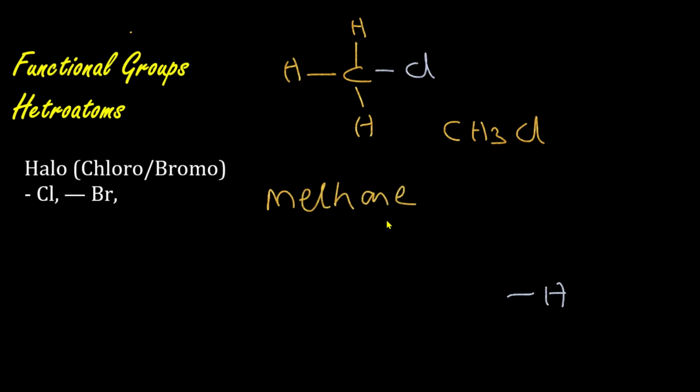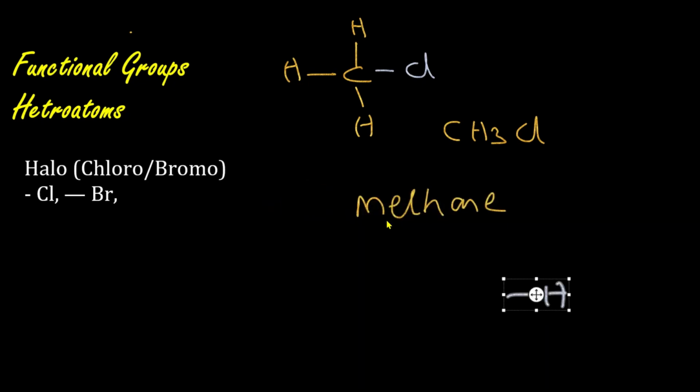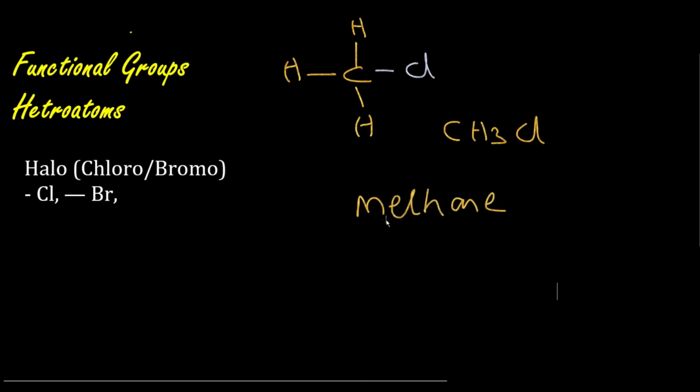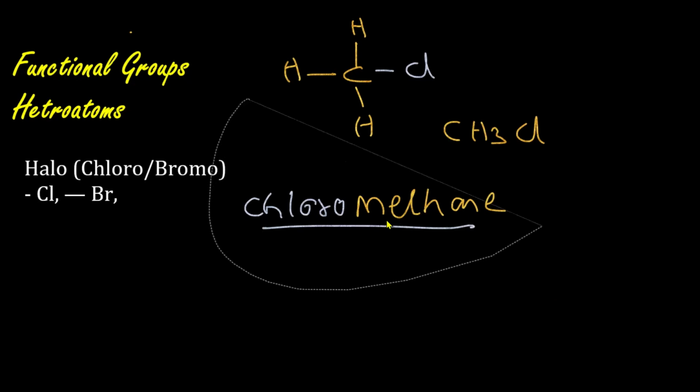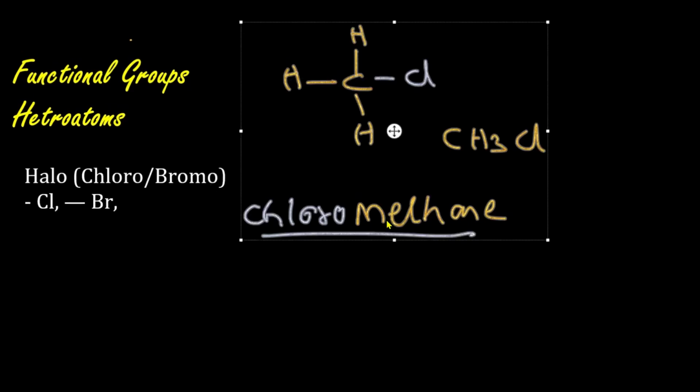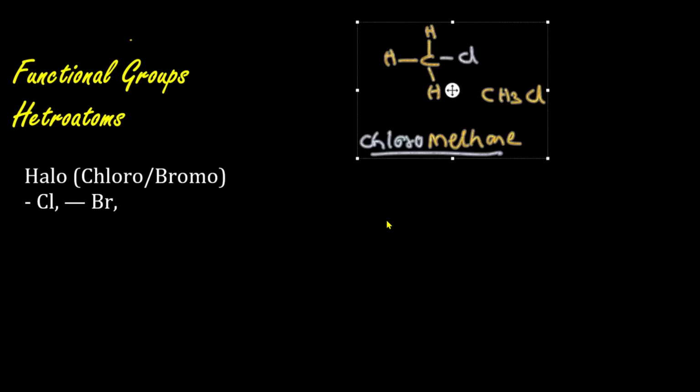But unlike the previous functional groups that we did, this time there will be a prefix instead of a suffix, right? And the prefix will be chloro. So it should be called CHLORO. Chloromethane will be the name of the compound. Now, instead of chlorine, if it is bromine, then we'll name it bromomethane.